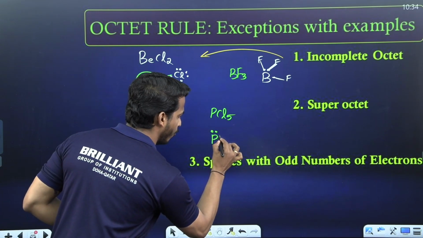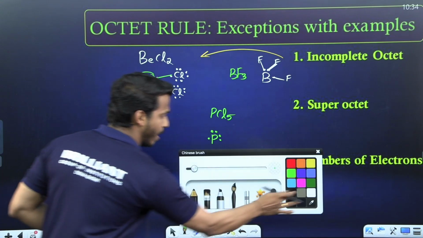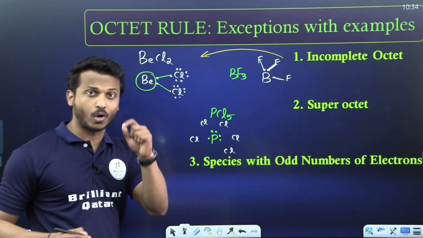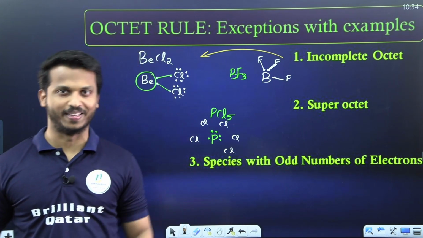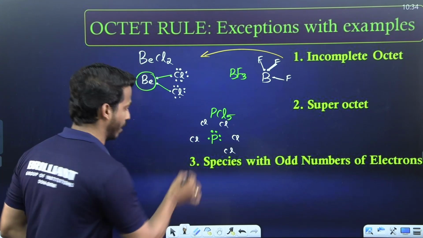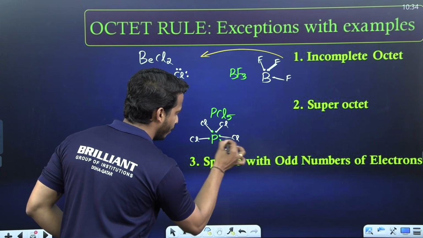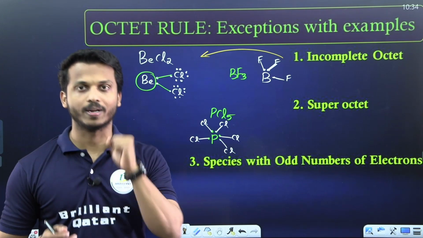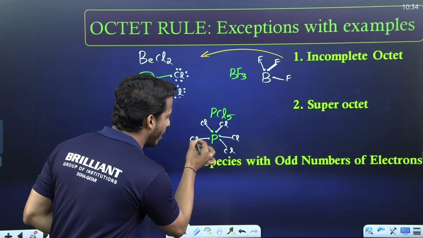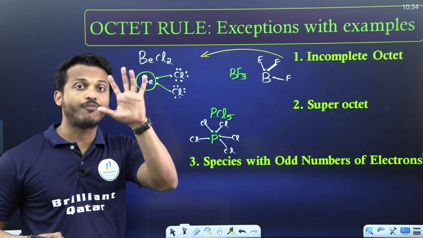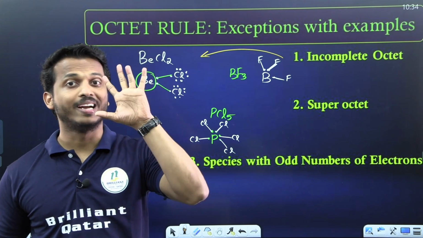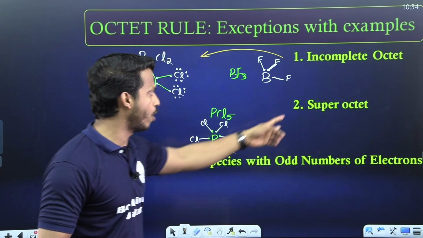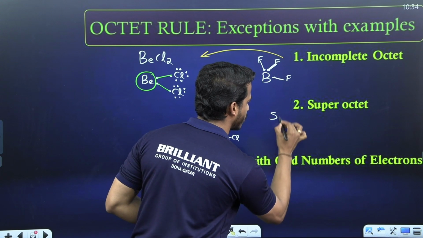So what is the valence electron count? 5 valence electrons are there, right? It is surrounded by 5 chlorine atoms. We already discussed that each chlorine already has 7 valence electrons and needs 1 more electron to complete its octet. So let them share this electron. All 5 chlorine completed their octet. Okay, they are safe. But what about phosphorus? On phosphorus you can see 1, 2, 3, 4, 5. Total 5 bonds are there. 5 bonds is equal to 10 electrons. So it has more than 8 electrons. This is called what? Superoctet.